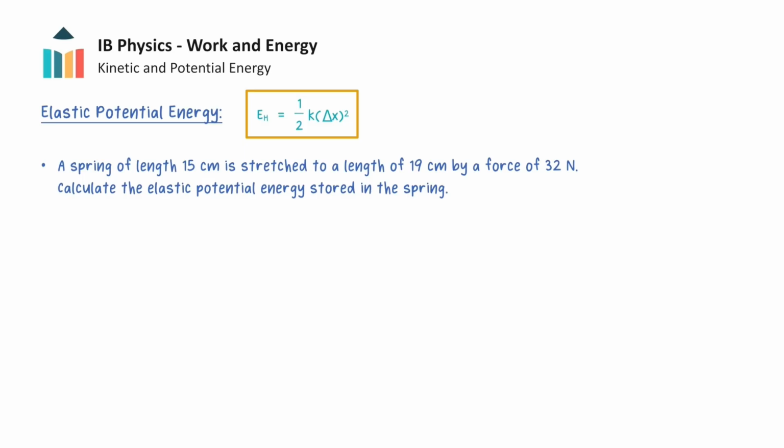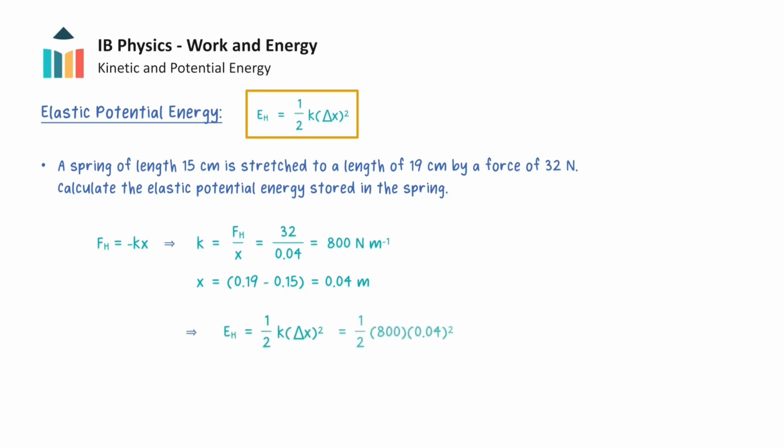This final question wants us to find the elastic potential energy stored in the spring. To do this, we first need the magnitude of the spring constant k, which can be found from rearranging Hooke's law. x refers to the extension of the spring in meters, so we first have to convert the lengths into meters, and then calculate the difference to get an extension of 0.04 meters. The spring constant then has a value of 800 newtons per meter. Using these values in the elastic potential energy equation then results in 0.64 joules of potential energy stored in the spring.